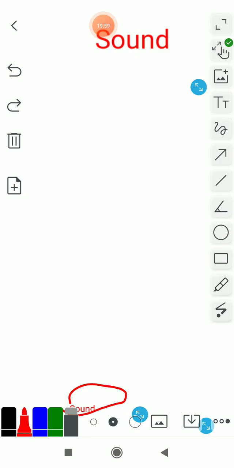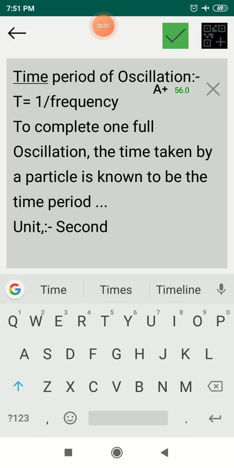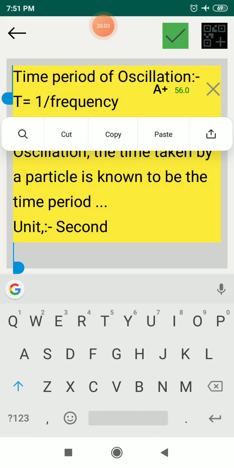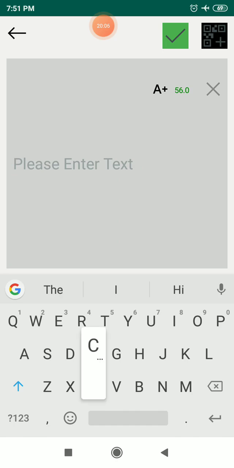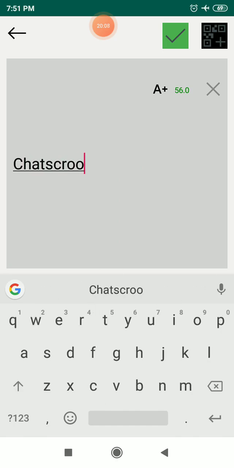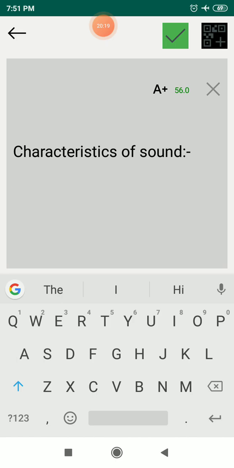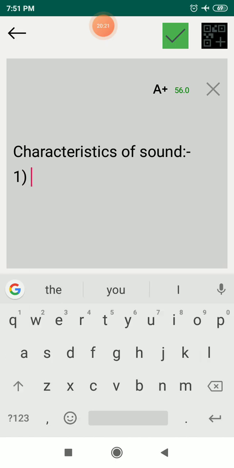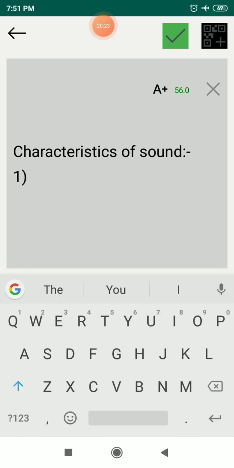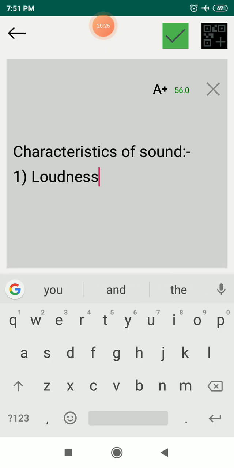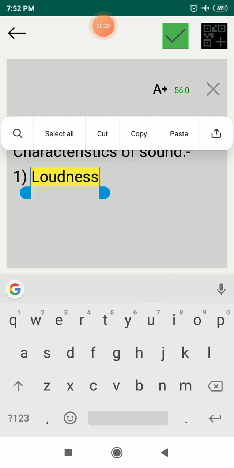Now, the next characteristic we'll study is the characteristic of sound. You might ask, what are the characteristics of sound? So the first characteristic of sound we will define here is loudness. The first characteristic was loudness.